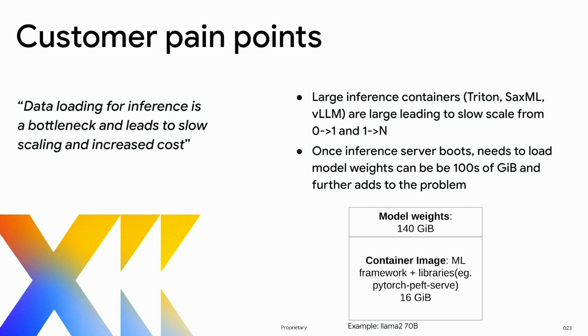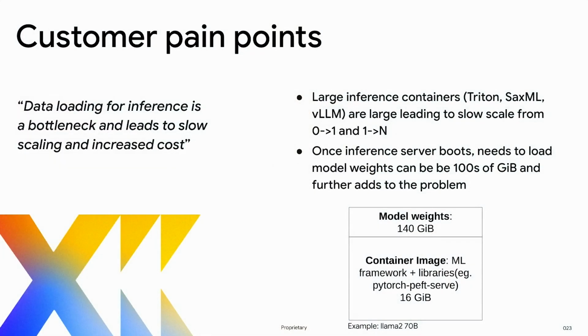The first is customers have very large container images. If you take a look at some of the popular inference servers like NVIDIA Triton or SAX ML, they tend to be tens of gigabytes. And loading these, essentially from 0 to 1 or 1 to n, actually introduces a large latency in terms of some sort of a cold start, which is painful for most of our customers. If you think of inference, the name of the game is to minimize your cost per token. So it is a big pain point for customers in loading large images.